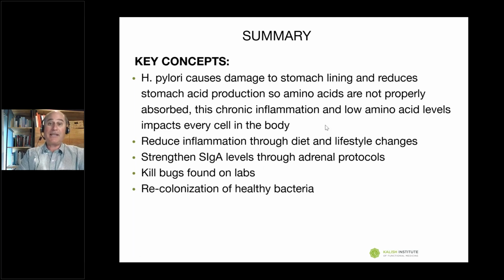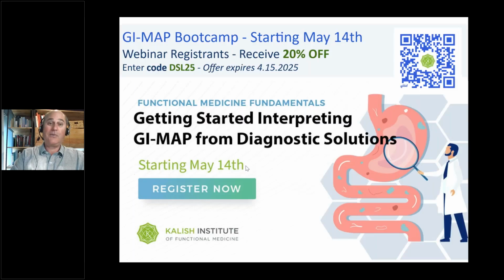The next concept is that it causes chronic inflammation in everybody, whether they have GI symptoms or not. It makes no difference. And that inflammation is deleterious to every system in the body. We want to reduce inflammation, so we want to strengthen the secretory IgA levels. You'll see that on the GI maps in a second. You want to kill the bugs that you find in the labs, and many times there's more than just one. And then you want to recolonize.